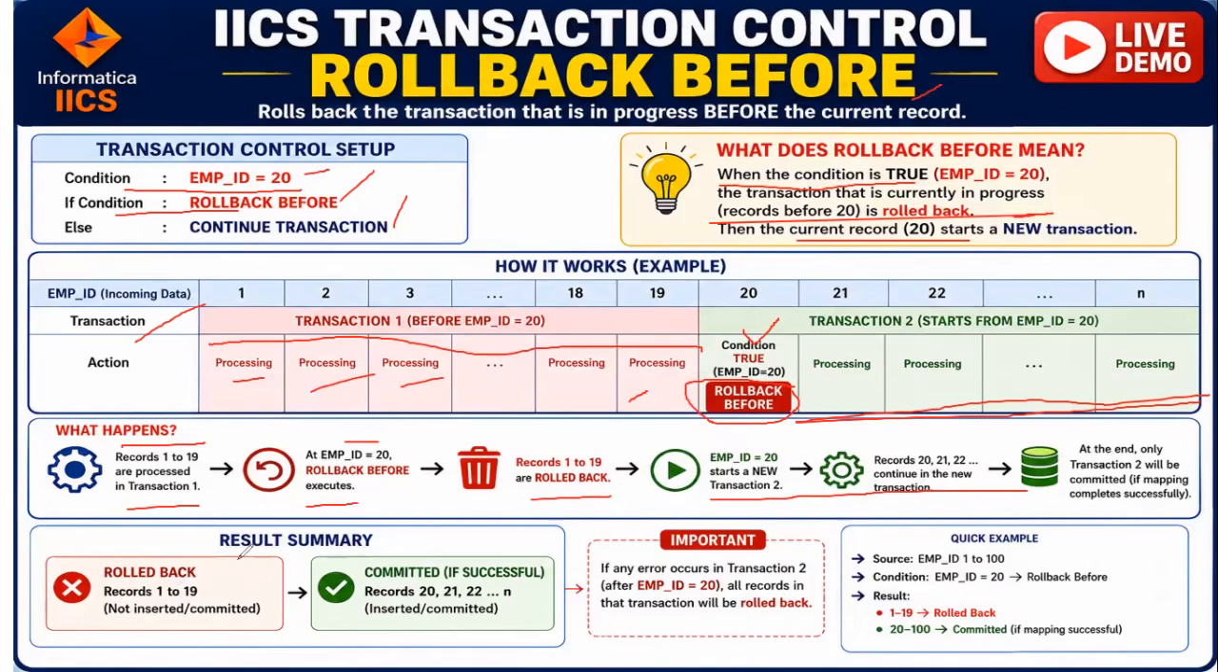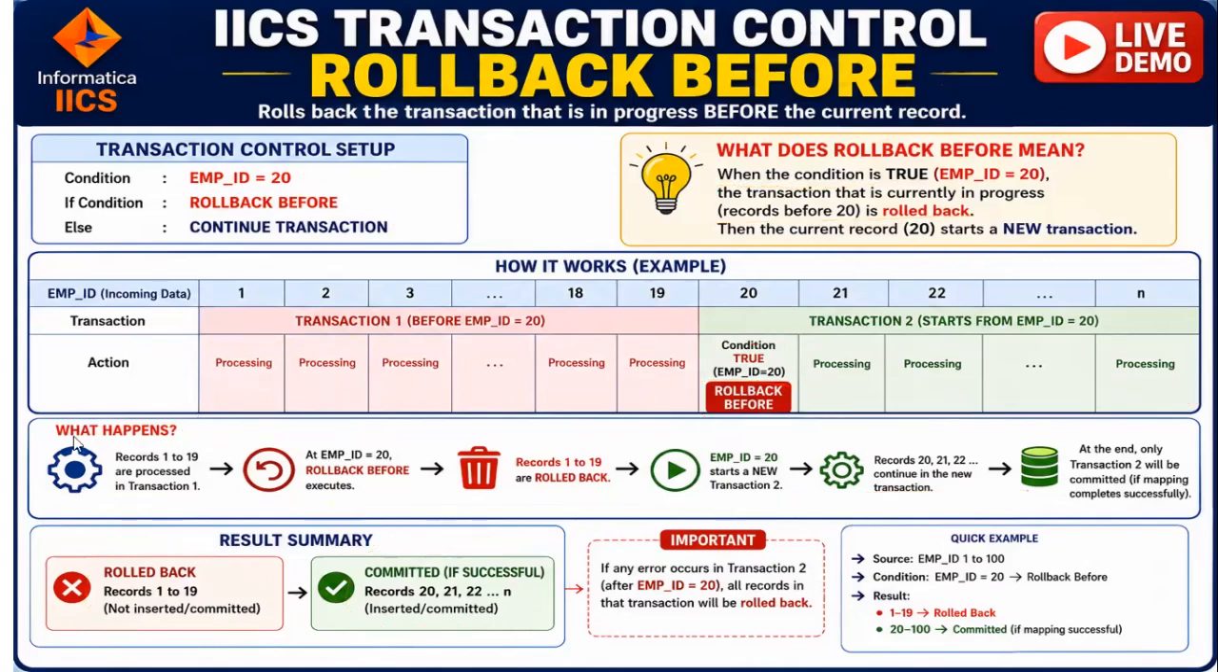So all the records from 1 to 19 get rolled back and discarded, and the records that get committed or saved on the database are all the records from 20 till the last record. For example, if the last record is 100, then till the 100th record all the records get stored on the database. So this is about the rollback before.